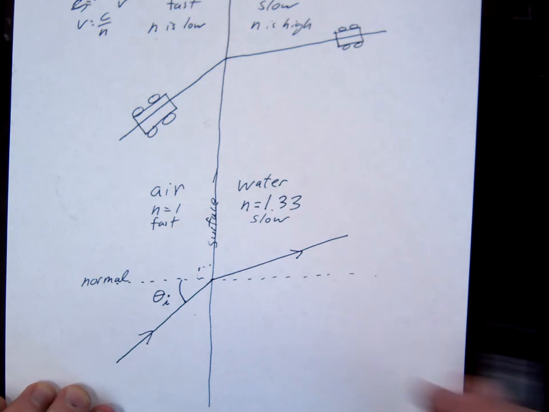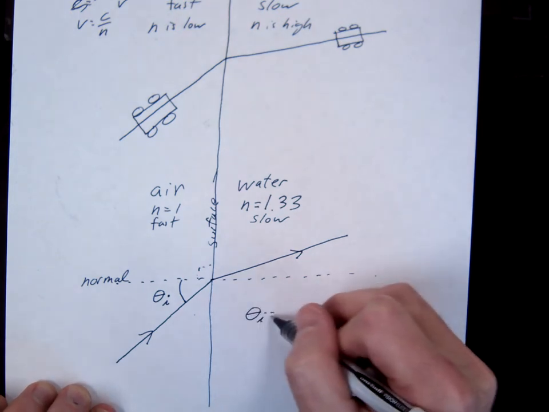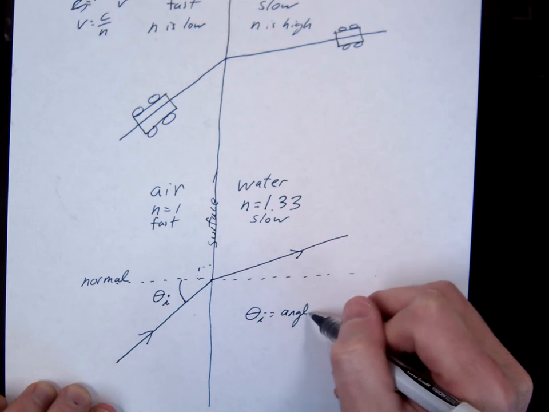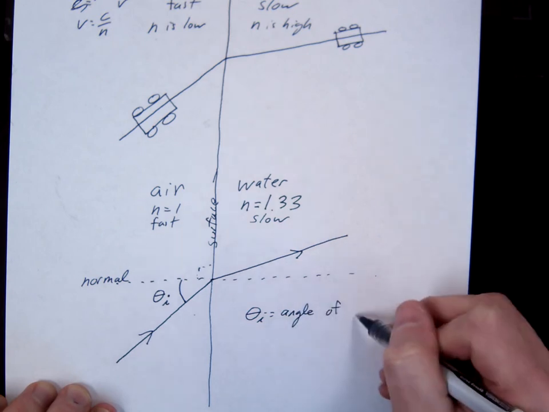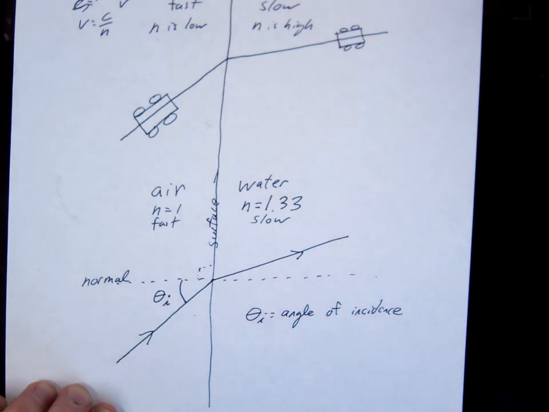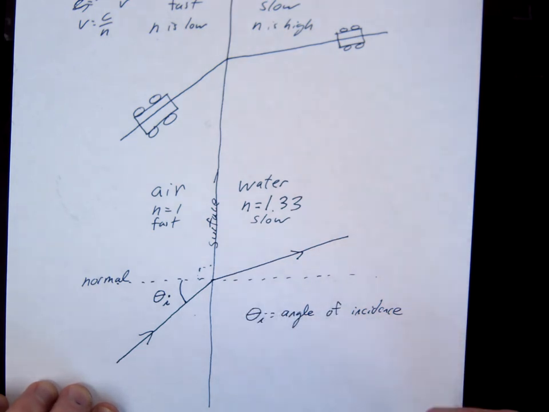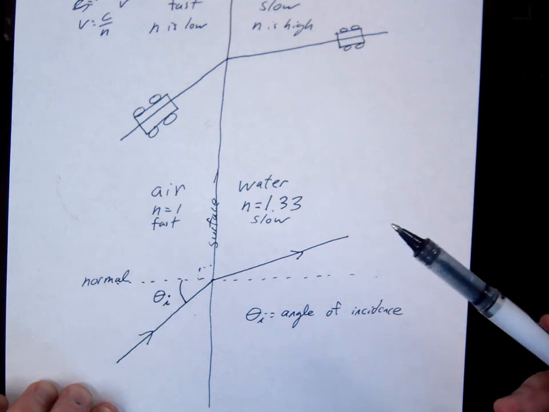Okay, then we're going to also have a refracted angle, so I'll label these. Theta I equals angle of incidence, or incident angle if you prefer, incoming angle. Refracted angle is the angle that it refracts at, bends at, in the water.